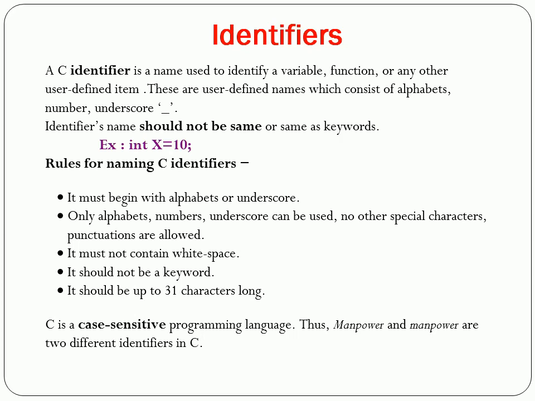Some of the basic and important rules for declaring an identifier are: first, the identifier must begin with an alphabet or underscore. Only alphabets, numbers, and underscores can be used, no other special characters. Identifiers must not contain white space, and a keyword should not be used as an identifier. An identifier should be up to 31 characters long. And C is a case sensitive language. For example, Manpower and manpower are two different identifiers in C language.